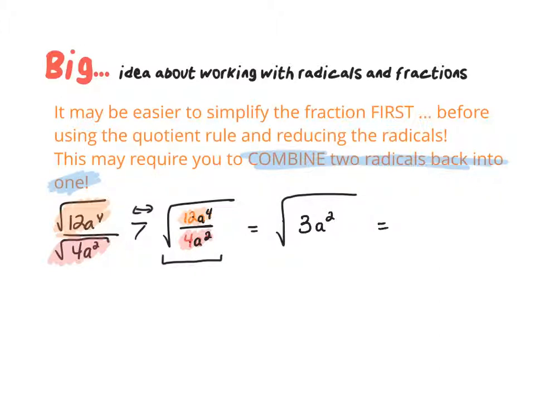Now this is just the product rule. If two things are being multiplied under one square root, I can give the number its own square root, and I can give the variable its own square root.